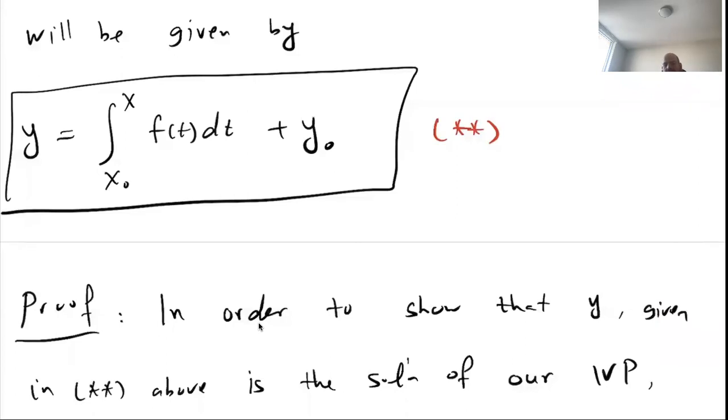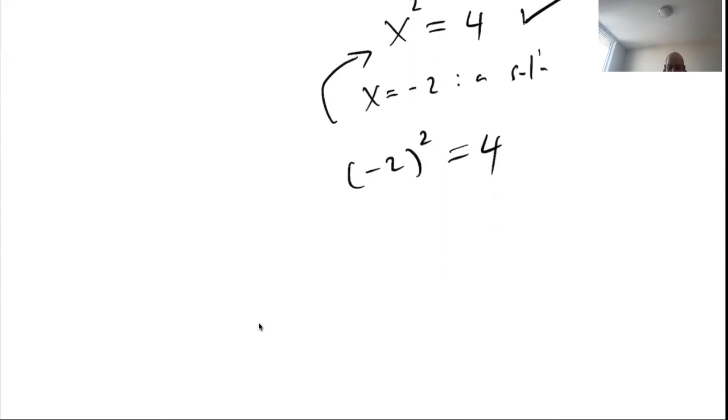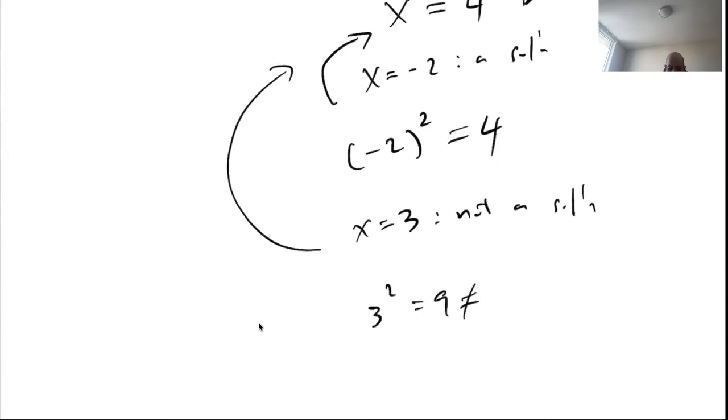A similar thing happens for an algebraic equation. For example, let's say you have x squared equals 4, and you want to show that x equals -2 is a solution. How would you verify that? If you replace x with -2, the whole squared will be 4. So it satisfies the equation. But x equals, for example, 3 is not a solution. Why? Because if I replace x with 3, squared is 9, which is not 4. So x equals 3 is not a solution.